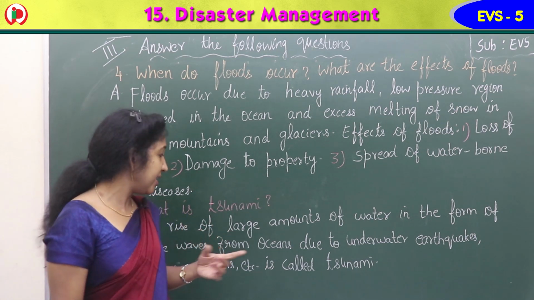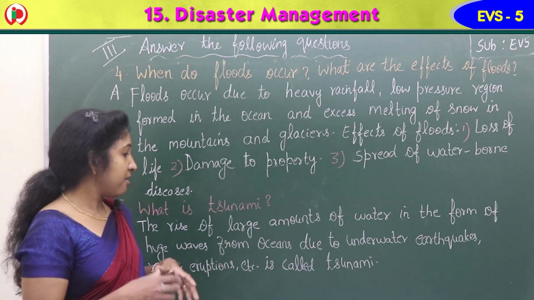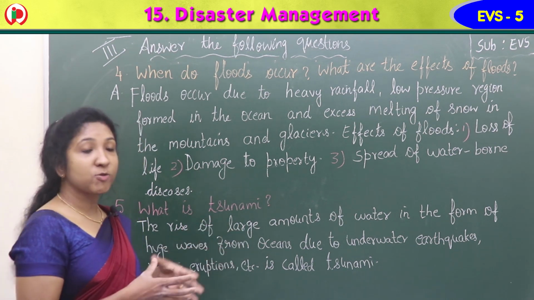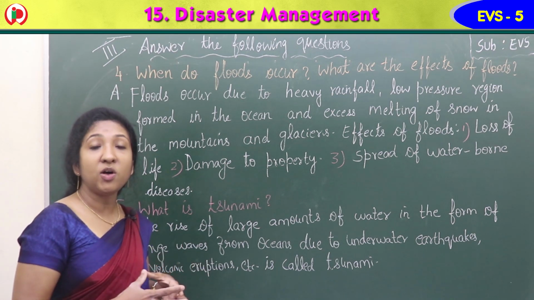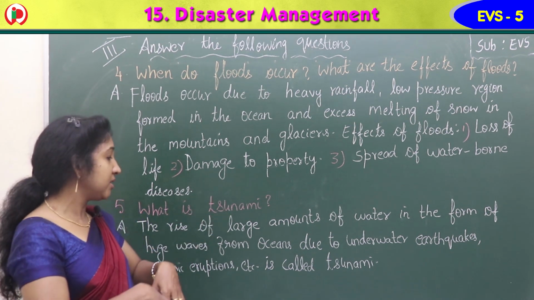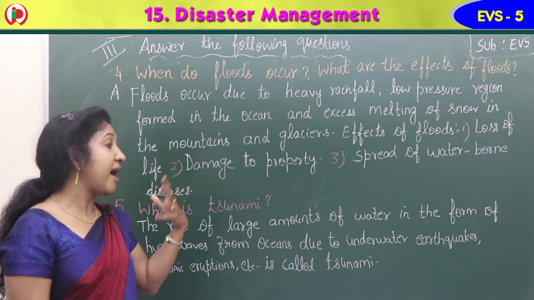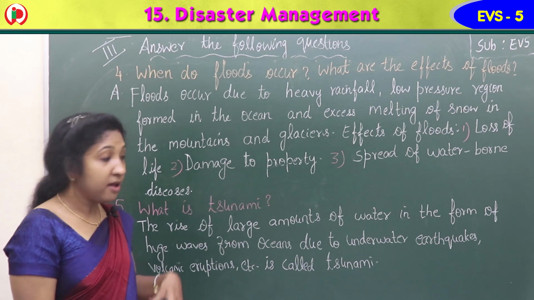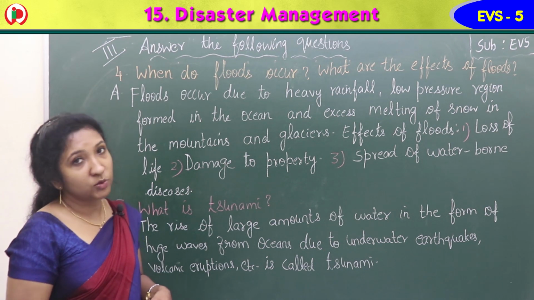Yes, answer: the rise of large amounts of water in the form of huge waves from oceans due to underwater earthquakes, volcanic eruptions, etc. is called tsunami. So under the water, under the sea also earthquakes happen, layers of rocks are there, some disturbance happens and it forms huge waves and it comes up, and it is tsunami. The rise of large amount of water in the form of huge waves from oceans due to underwater earthquakes, volcanic eruptions, etc. is called tsunami.